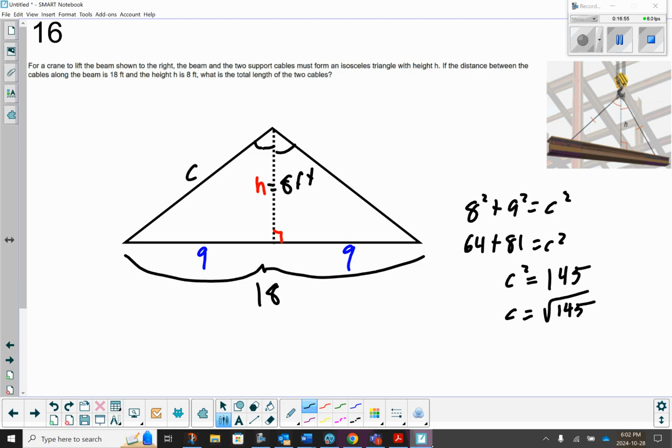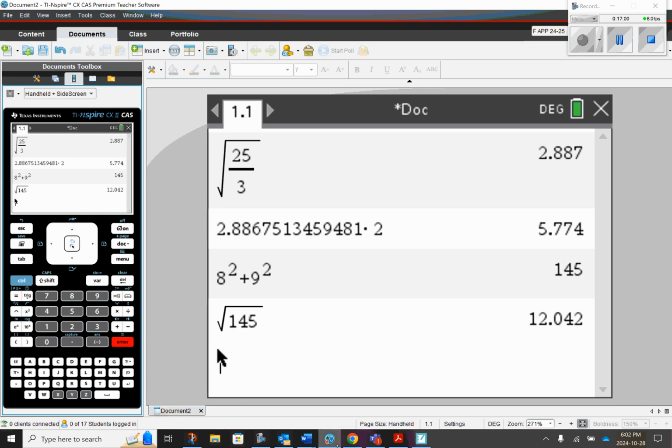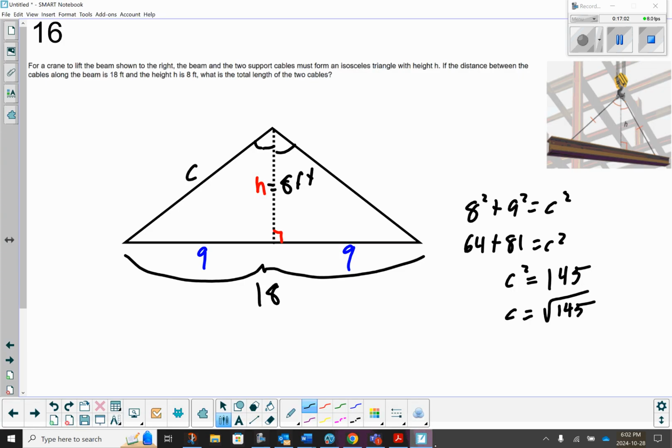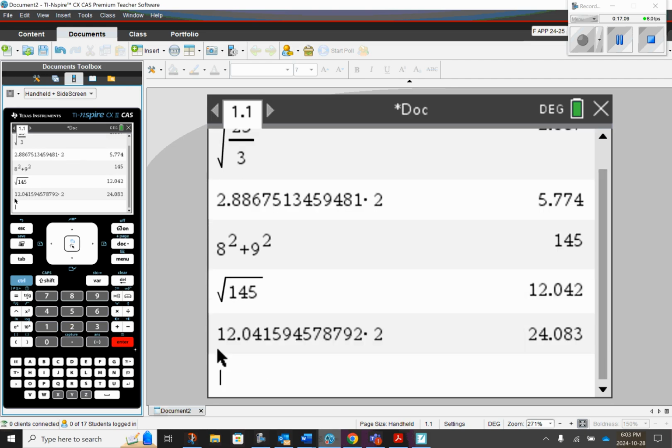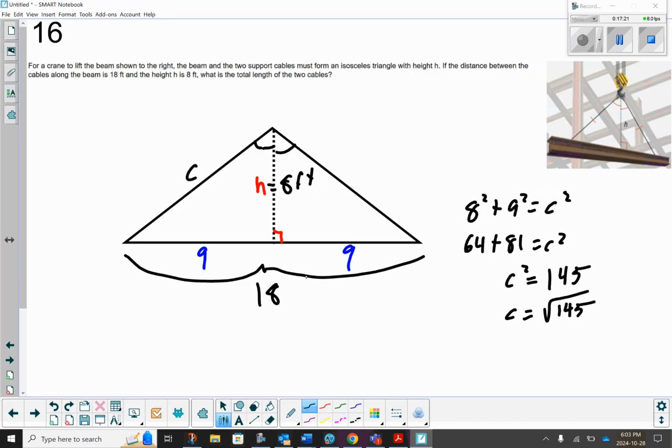that's, again, just a little bit more than 144, so that length there is just a little bit more than 12, but they asked for the total length of the two cables. No big deal. We multiply that by 2. Then we round it off. So this then would be about 24.1 feet of cable.